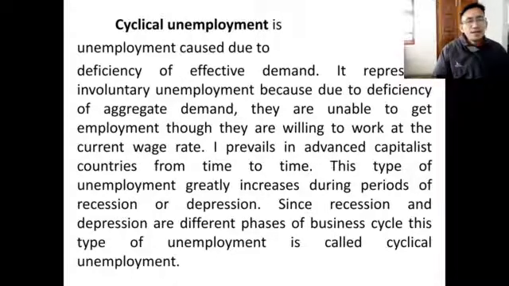This type of unemployment greatly increases during periods of recession or depression. Since recession and depression are different phases of the business cycle, or what we call the trade cycle, this type of unemployment is called cyclical unemployment.